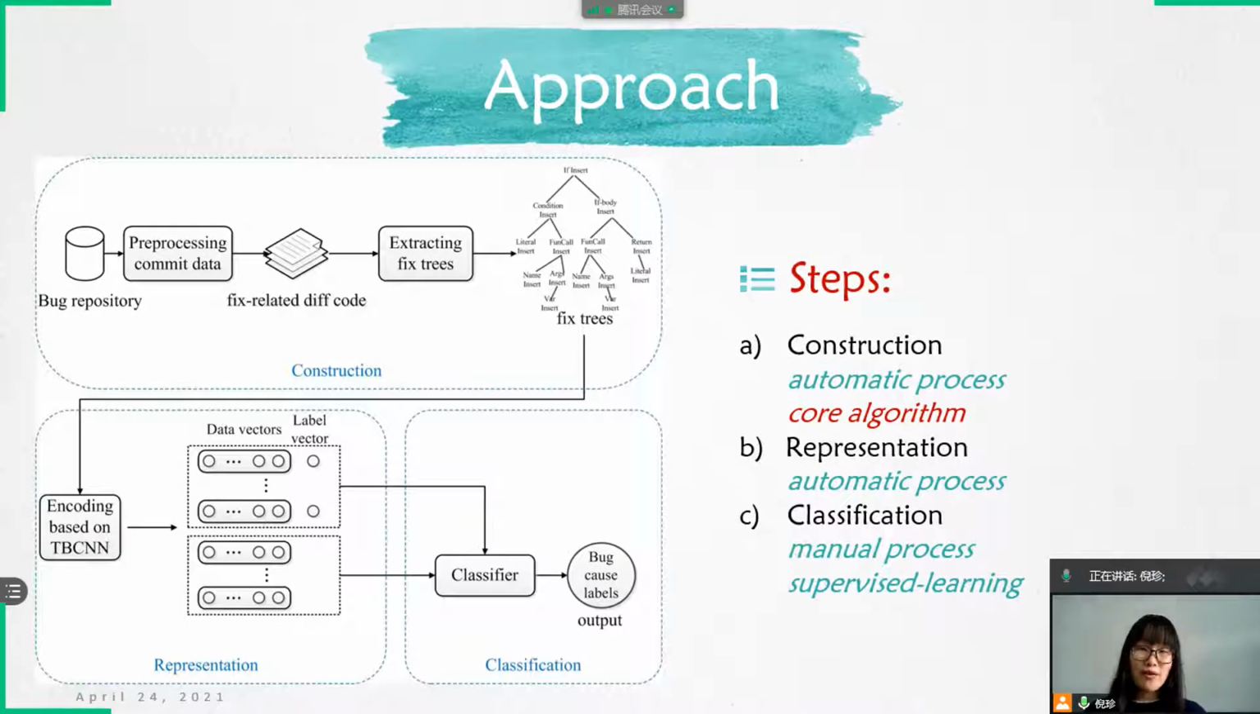The general framework of our approach is illustrated in this figure. First, we need to preprocess the commits of historical bugs to extract the bug fixes. Then we construct the fixed trees for each extracted historical bug. Second, we represent the fixed trees based on the encoding method of TBCNN. Finally, we use the classifier to automatically classify the bug fixes into corresponding bug cause categories.